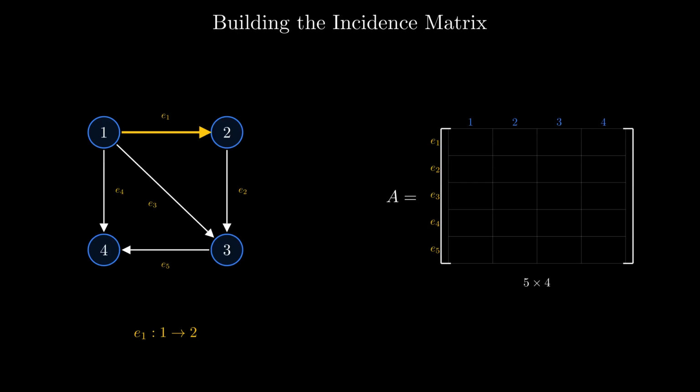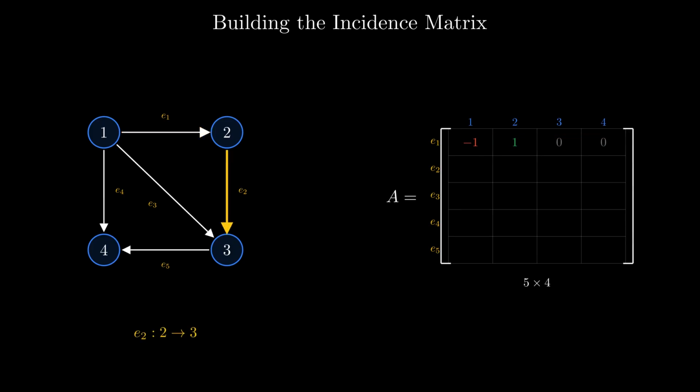Start with edge E1, which runs from node 1 to node 2. We place -1 in column 1 because that's the from node, and +1 in column 2 because that's the to node. Columns 3 and 4 get zeros. So row 1 reads -1, 1, 0, 0.